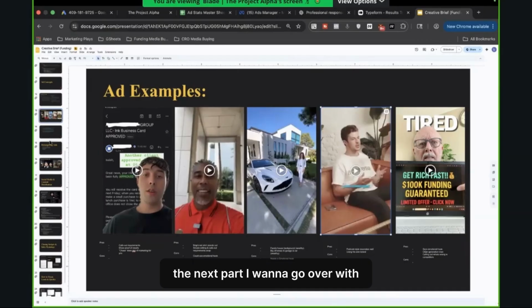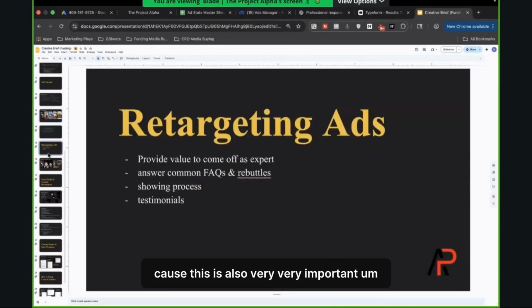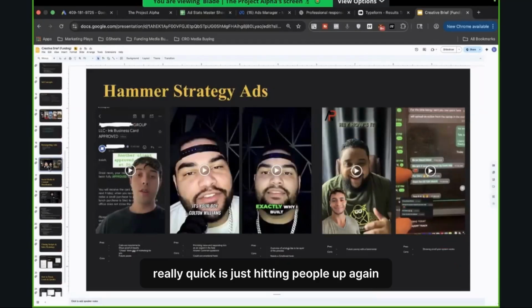The next part I want to go over with ads is the retargeting ads, because this is also very, very important. Retargeting ads, what is that? Really quick, it's just hitting people up again that already saw your ad. Over here, we're really building an ecosystem where people might come in from content or referrals but convert off of an ad, or somebody might come in from an ad but convert off of content or a referral, as an example. What I'm saying is that this hammer strategy goes out to people from when they click on your ad until they actually sign up with you and pay you money.